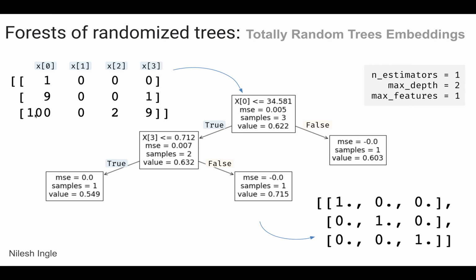And lastly we have 100, which is x0 right here, and 100 is not less than 34.581, so we go to the right, and in this case we flag this as 1 and the other 2 as 0, so we get 0 0 and 1, and that's what we have in the last row of the output matrix.